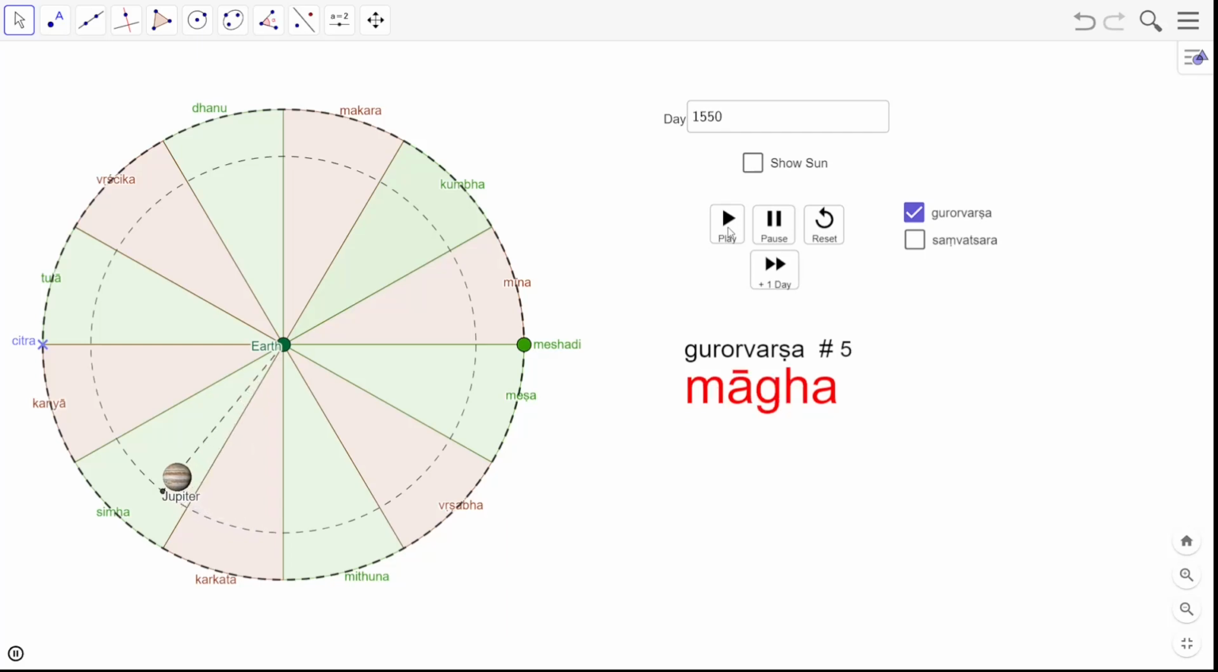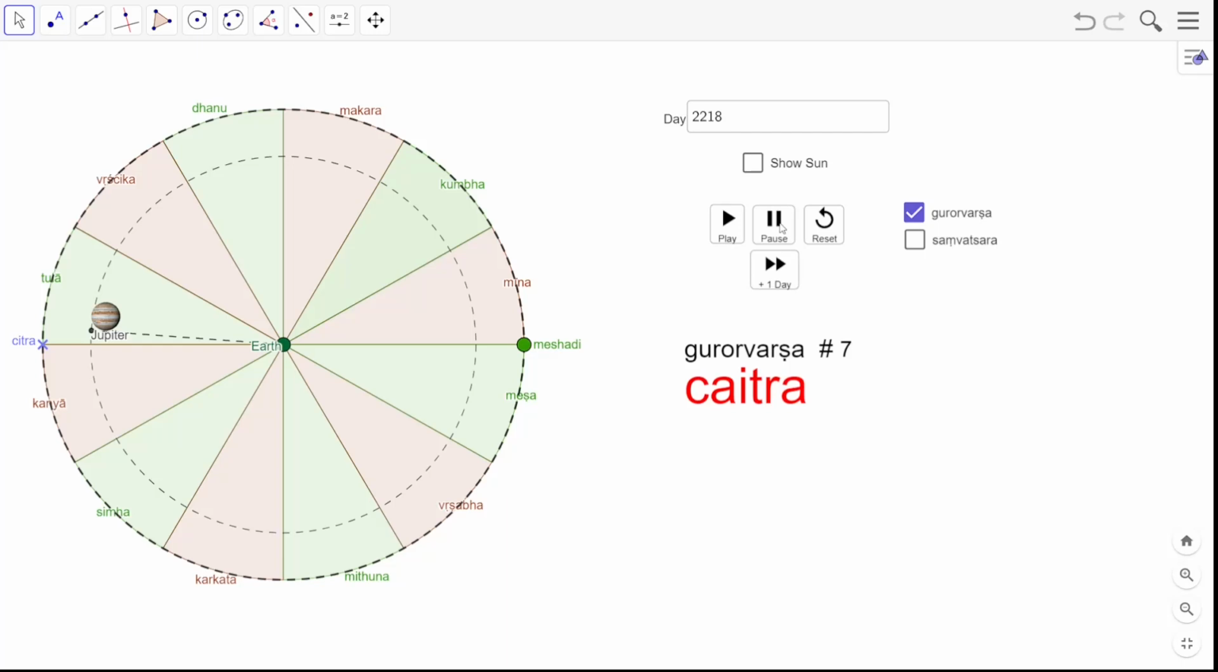There. It's Magha Masa, Magha Varsha, Gurorvarsha. And Phalguna, Gurorvarsha. It is mirroring the Chandramasa names. And Chaitra, obviously, after Phalguna. So what is happening here? Why are the Chandramasa names reappearing as Gurorvarsha names?